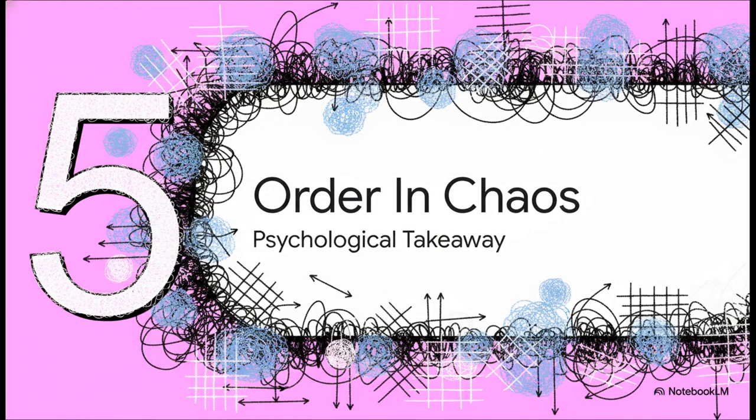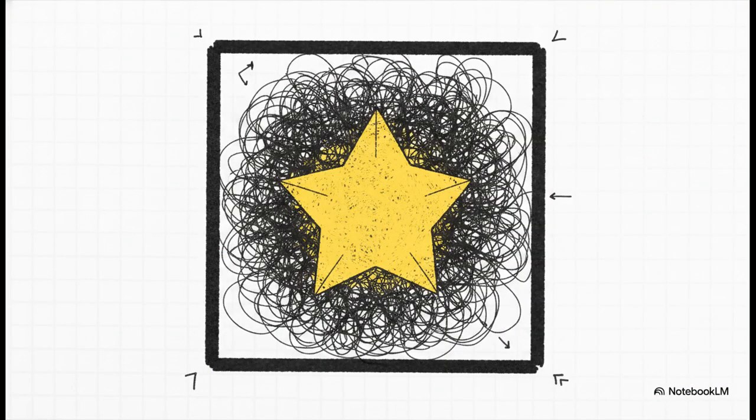Section 5. Ordering Chaos, Psychological Takeaway. Which brings us to the core psychological takeaway here. Why is this specific process such an incredibly effective tool for artists, designers, or honestly anyone trying to solve a tough problem? Well, the big takeaway is this. True creativity thrives inside constraints.